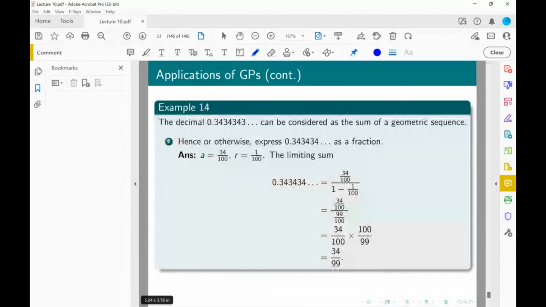There is also another way to get this fraction, but I might leave you to think about that, or I might touch on it next time. But this is at least how you can express these decimals as geometric series.